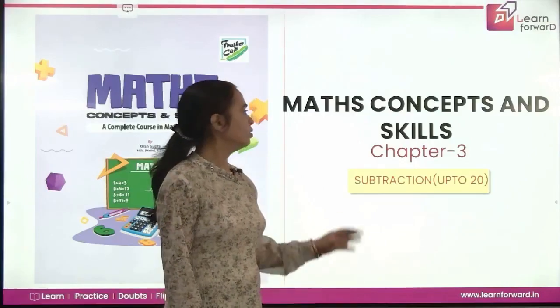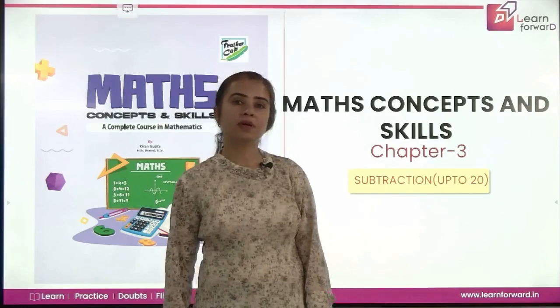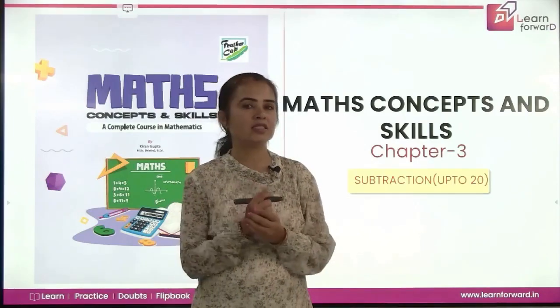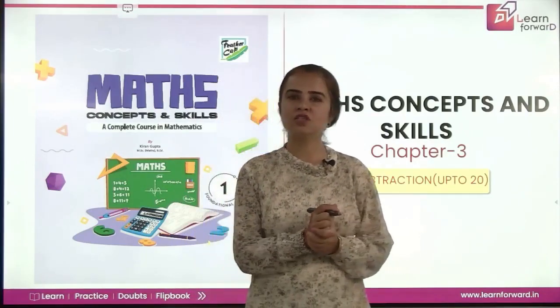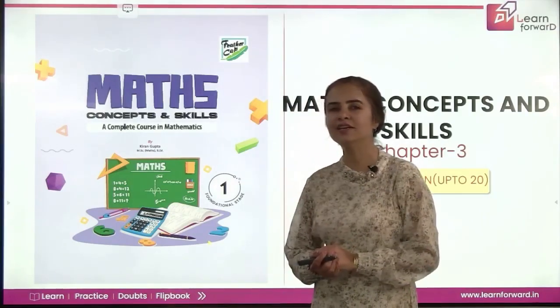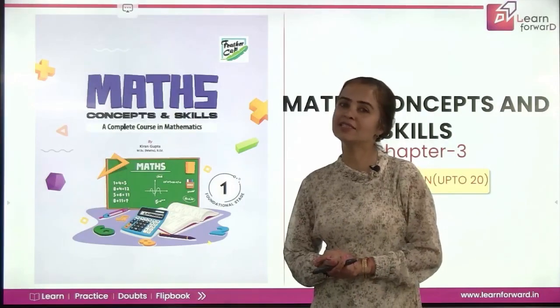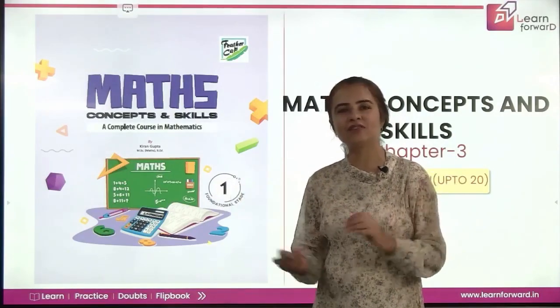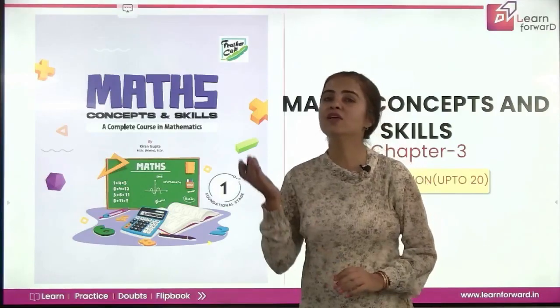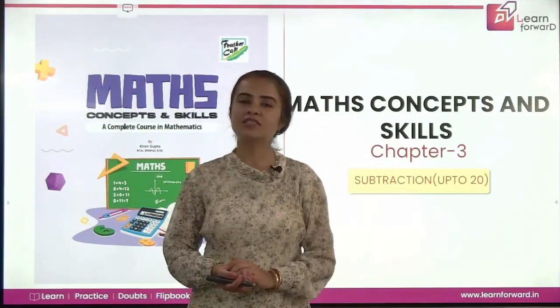Today, we are going to start chapter 3 of your book, which talks about subtraction of numbers up to 20. You remember in your previous session, you learnt about addition. Can you recall what is addition? Exactly, more of something is addition and subtraction is just the reverse. That means when you have less of something, that is your subtraction.